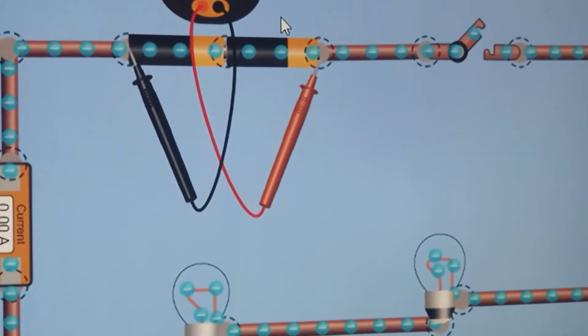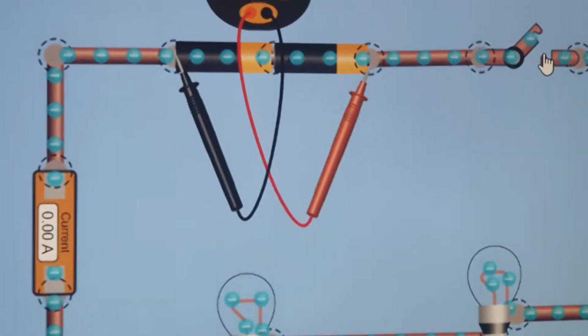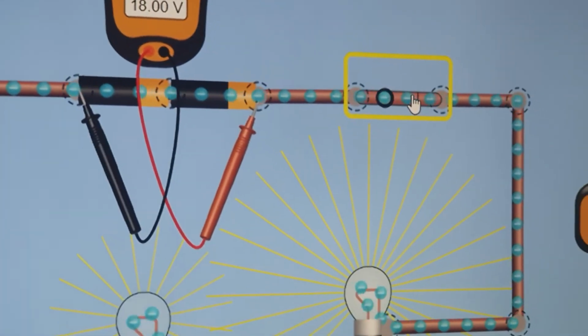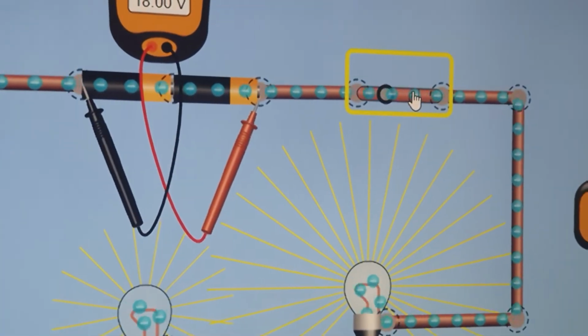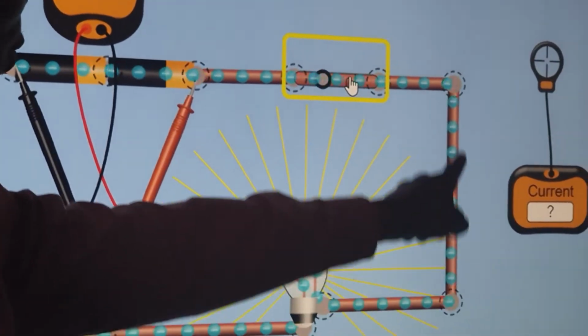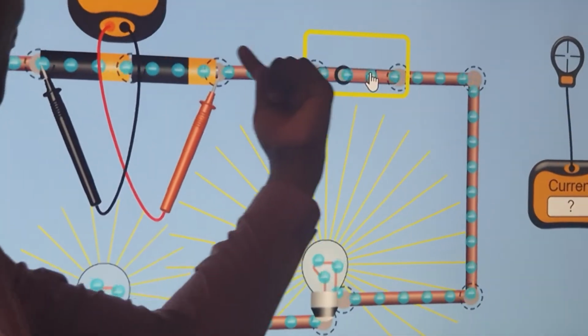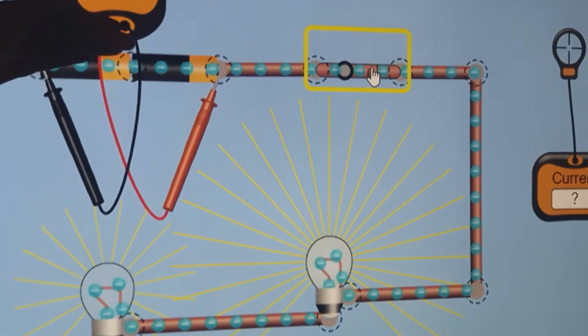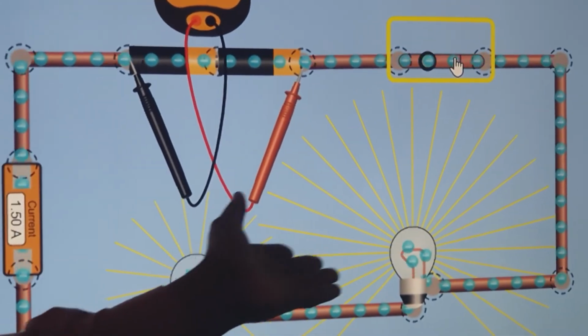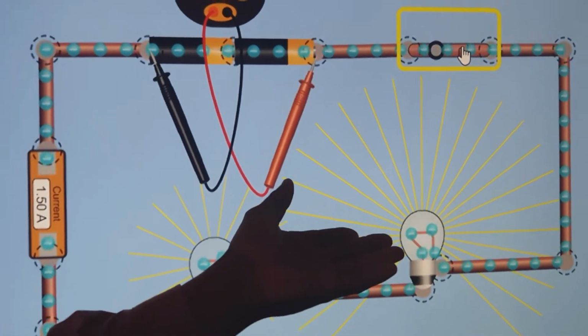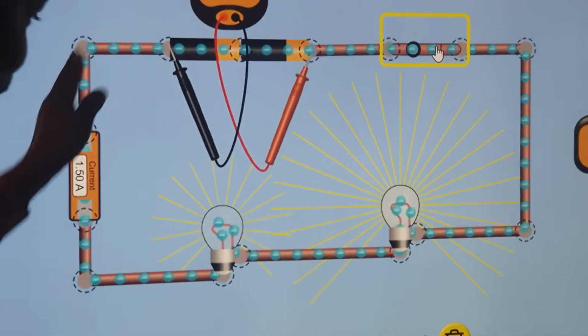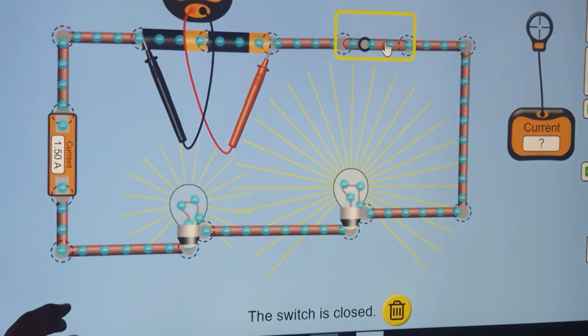Now, if I close the switch, let us make an observation and see what happens. If I close the switch, you can see these small charges flowing through, moving from the negative terminal of the battery into the positive terminal. So the flow of these charges per unit time is the one that generates an electric current. It's the one that enables the current to flow through the circuit.